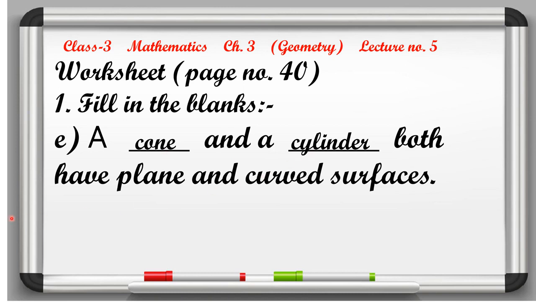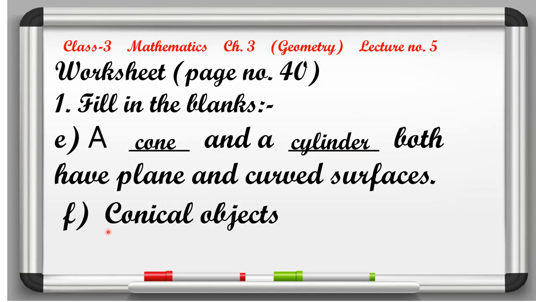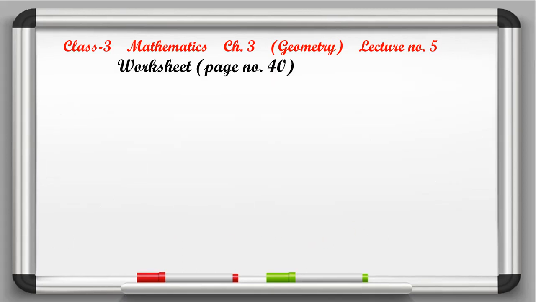Now in F part, it is given conical objects have dash vertex. How many vertices do conical objects have? Cone shape objects have only one vertex. So here we will write 1. Understood beta? Now question number 2.